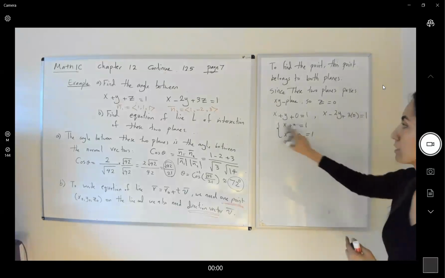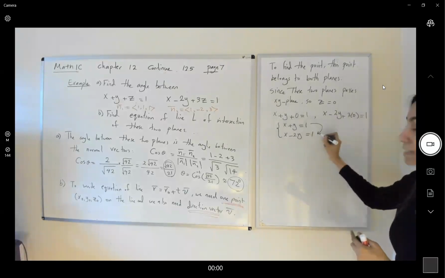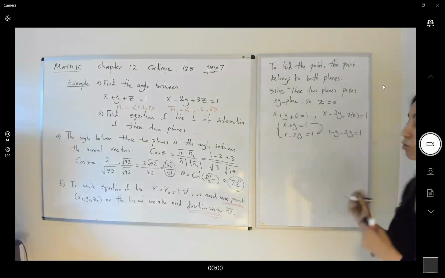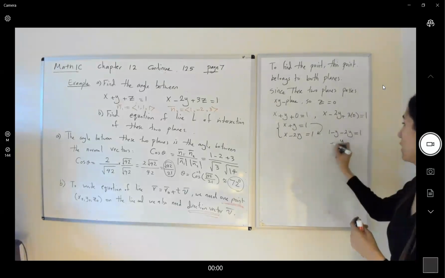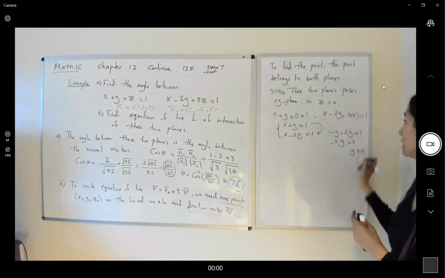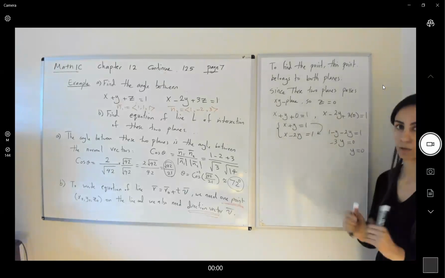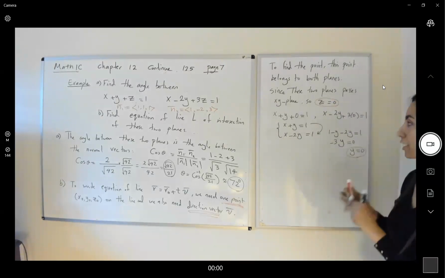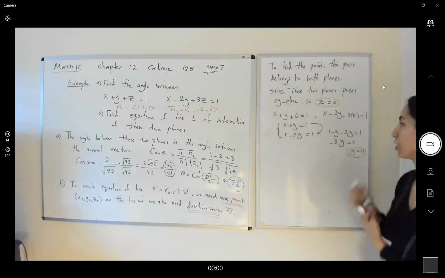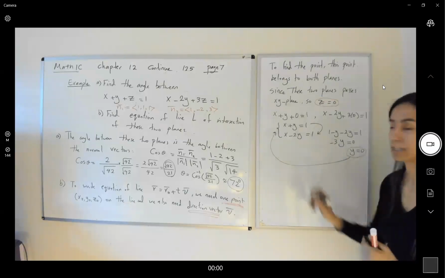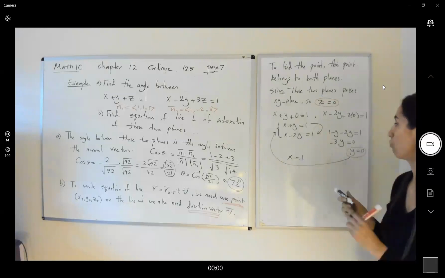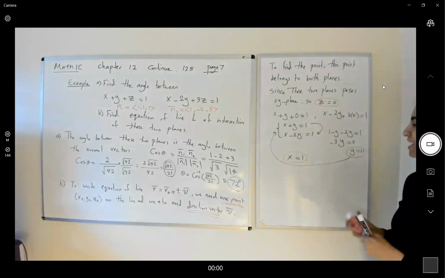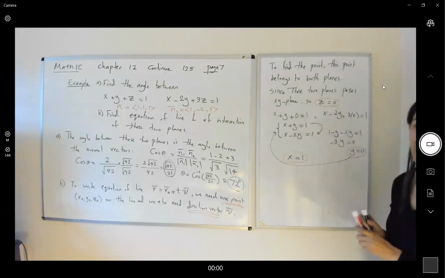So my x is equal to 1 minus y. I'm going to plug that in here. 1 minus y minus 2y equals 1. It means that negative 3y is equal to 0, or y is 0. So I assumed z to be 0. I found my y. I can use one of these two equations to find my x. So if I plug that in, my x is going to be 1. This is your point. So your point is 1, 0, and 0.